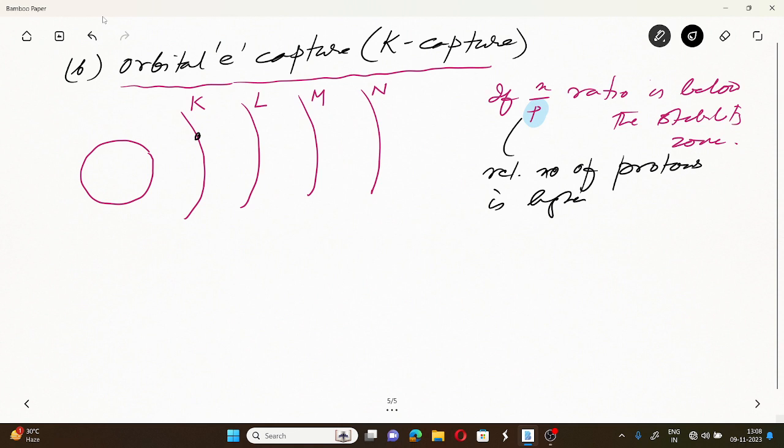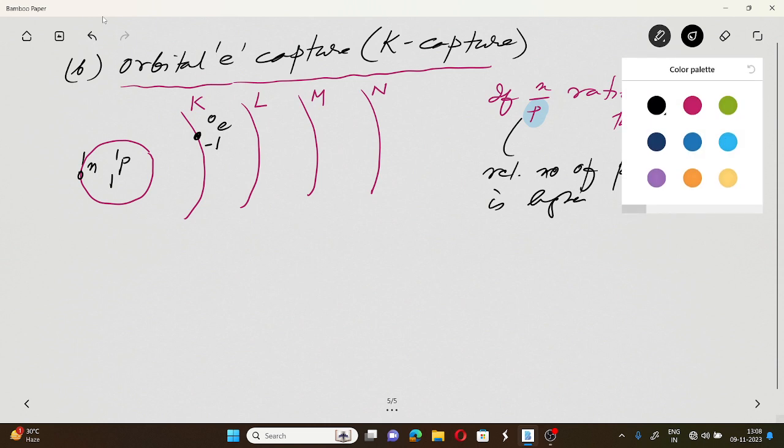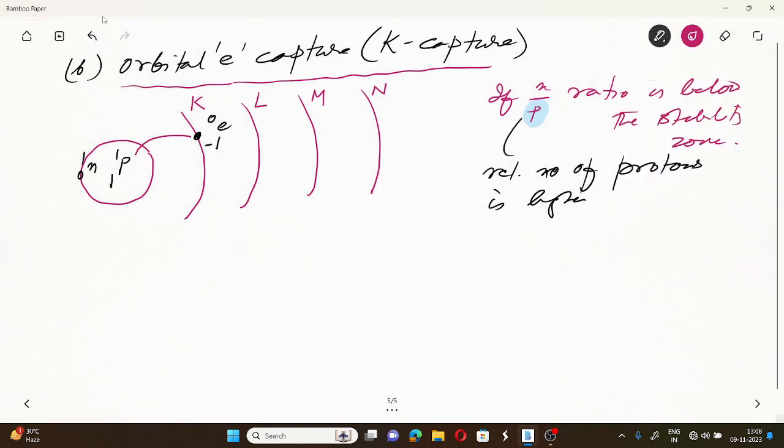See, this is the K shell, this is an electron in the K shell, and there are protons as well as neutrons within the nucleus. Now, what happens in such cases? It has been proposed that the nucleus can capture this electron in the K shell.